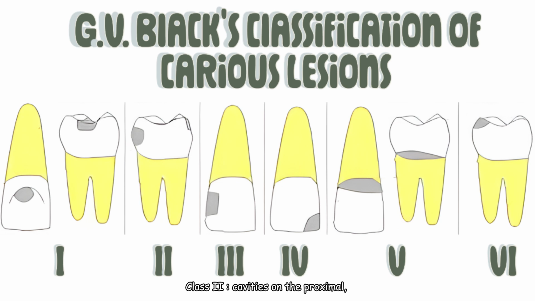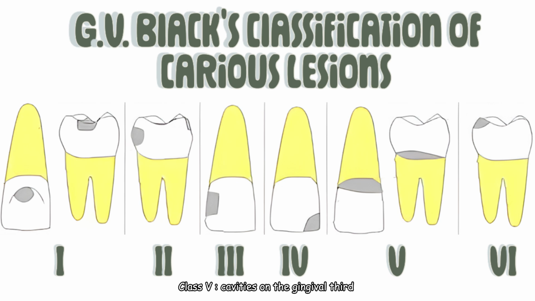Class 2: cavities on the proximal (mesial or distal) surfaces of premolars and molars. Class 3: cavities on the proximal surfaces of incisors and canines that do not involve the incisal edge. Class 4: cavities on the proximal surfaces of incisors or canines that involve the incisal edge.